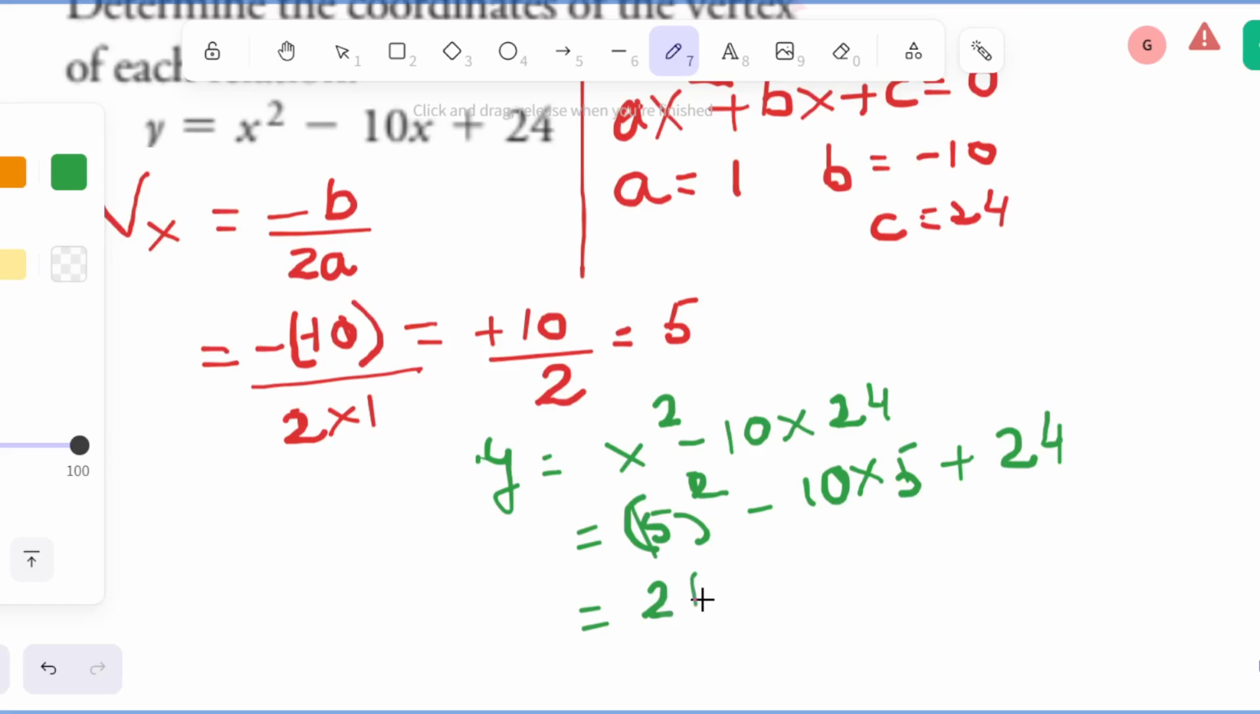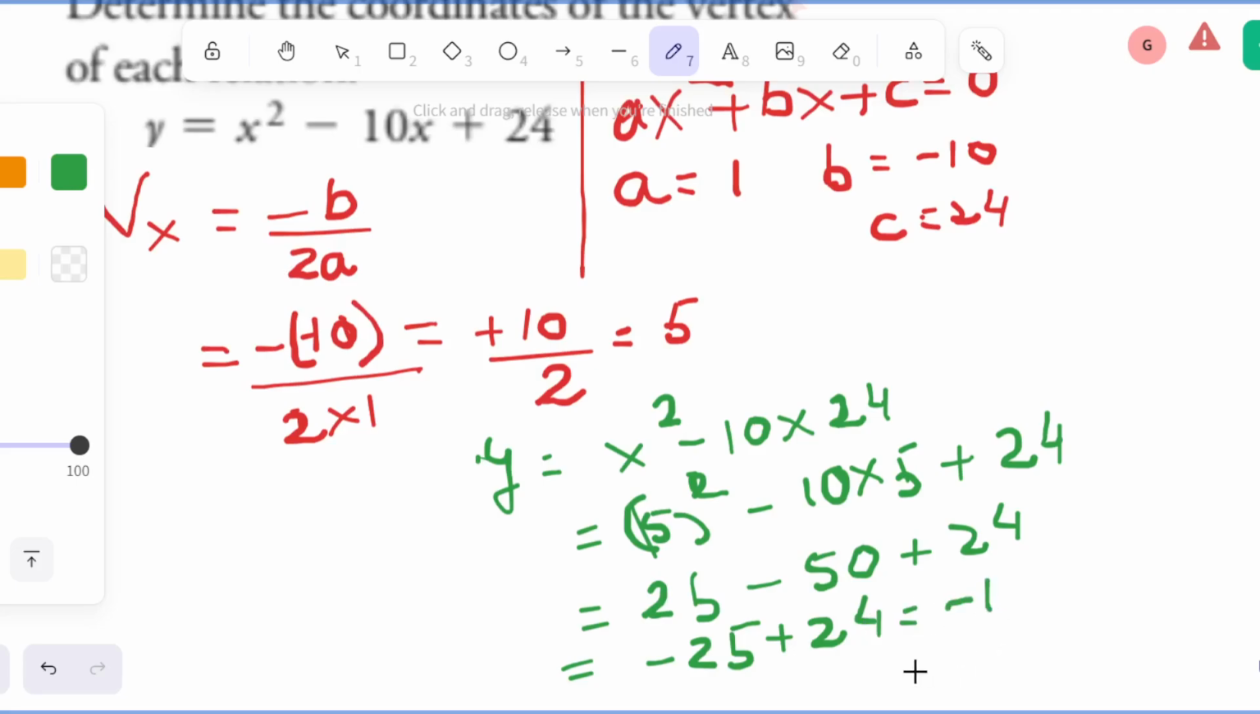Now if you put in the value here, you get 5 square as 25, and then minus 10 into 5 is minus 50, and then plus 24. So what do we get? 25 minus 50 is minus 25, and minus 25 plus 24 is basically minus 1. So the coordinates of the vertex are 5 comma minus 1. This is how we do it.